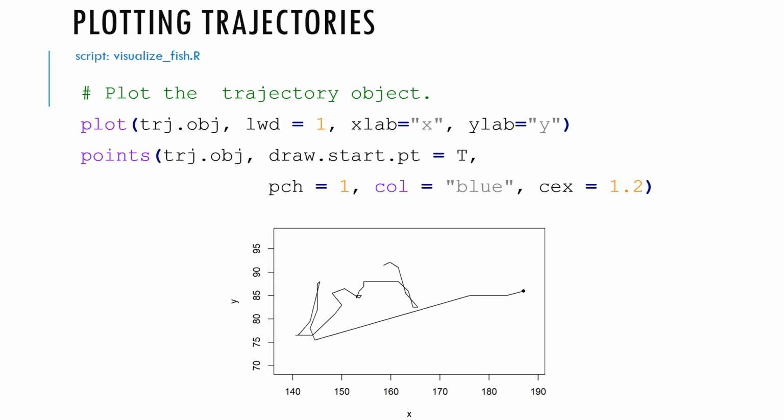We can also plot the individual points using the points function. If we take a closer look, we can see that there are some big gaps between 2 points, and these are missing values. Later, we will see how we can fill these missing values using linear interpolation.